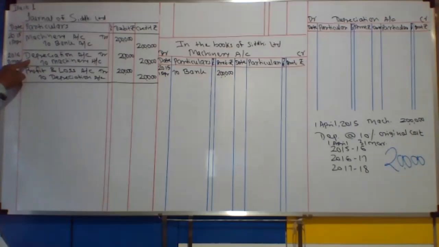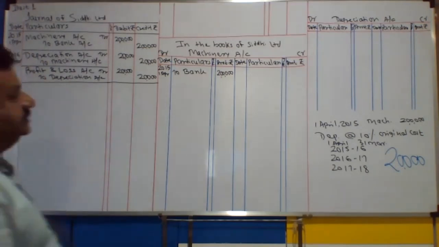सेकेंड पोस्टिंग डेप्रिसिएशन अकाउंट डेबिट टू मशीनरी. मग पोस्टिंग कसं करायचं.